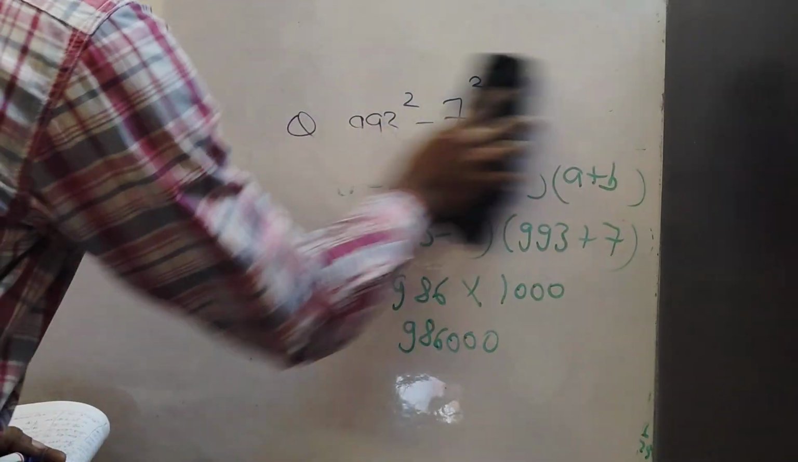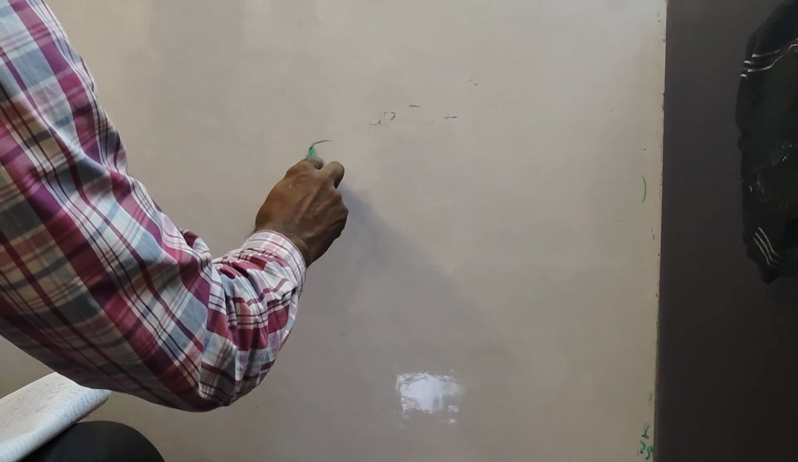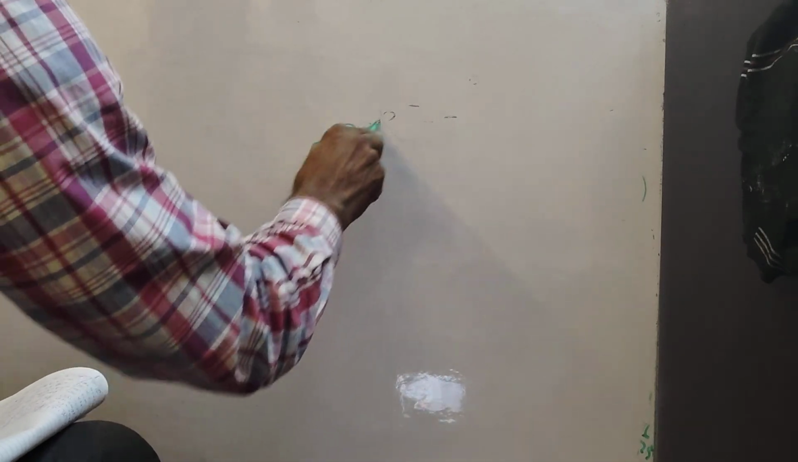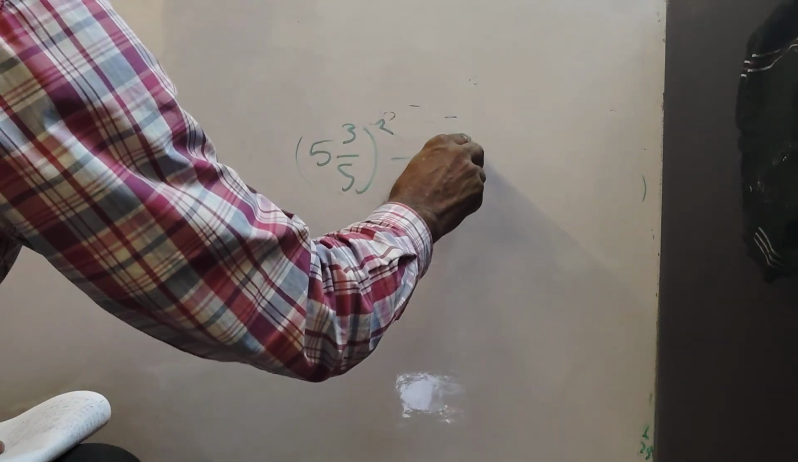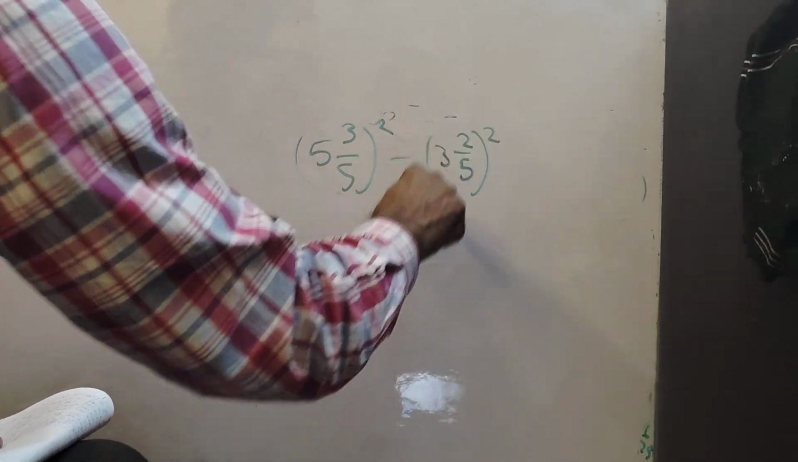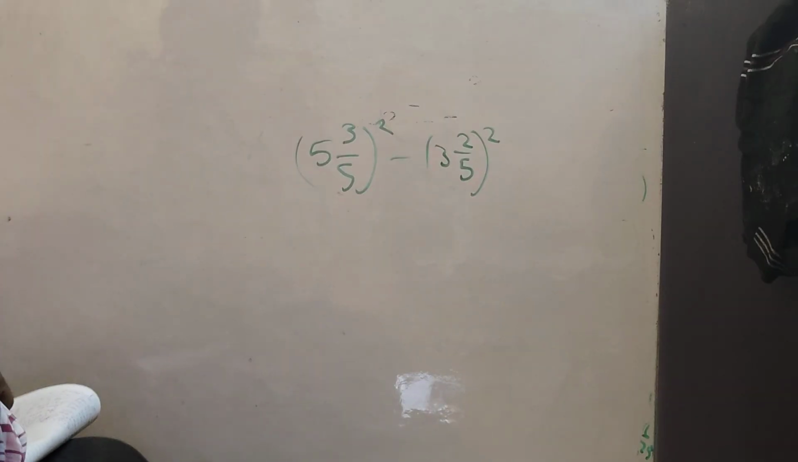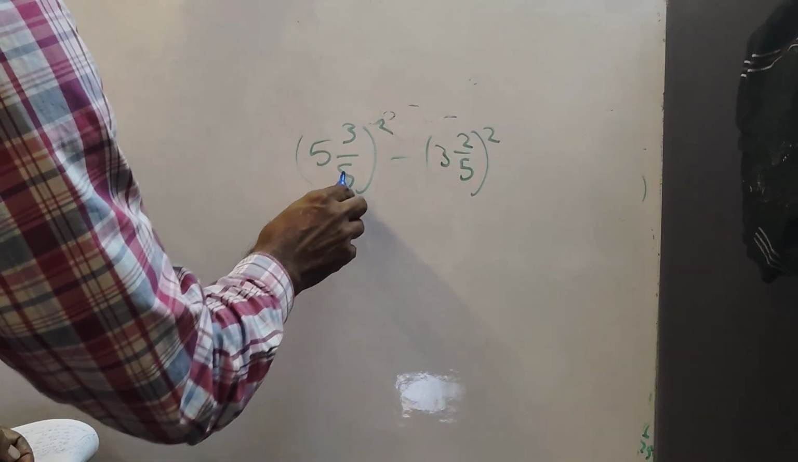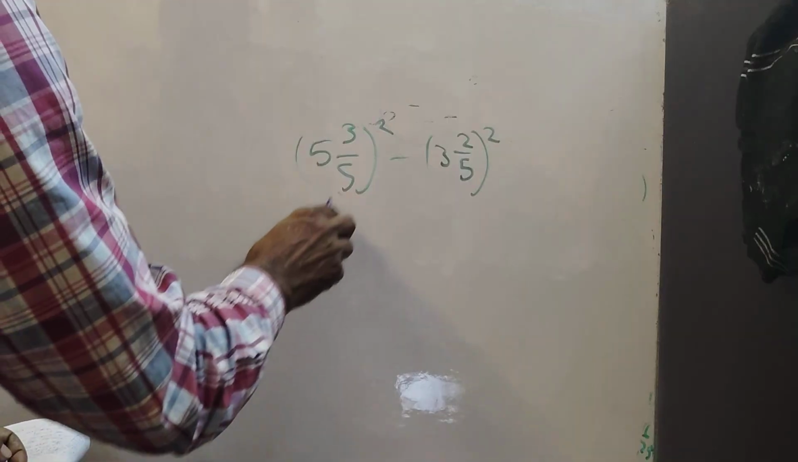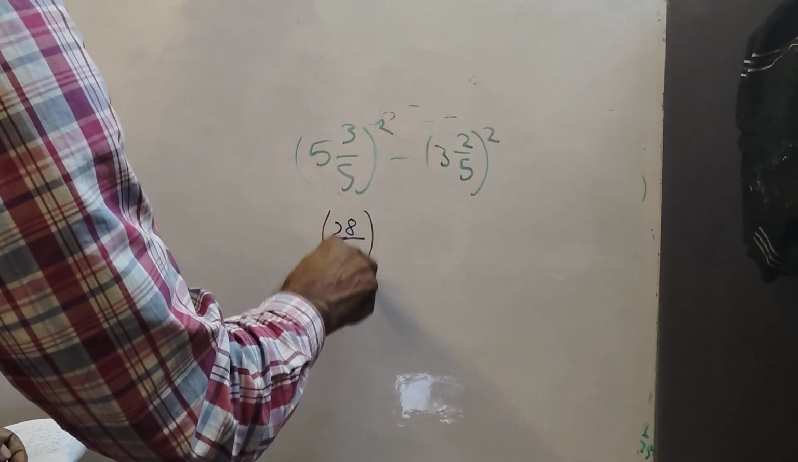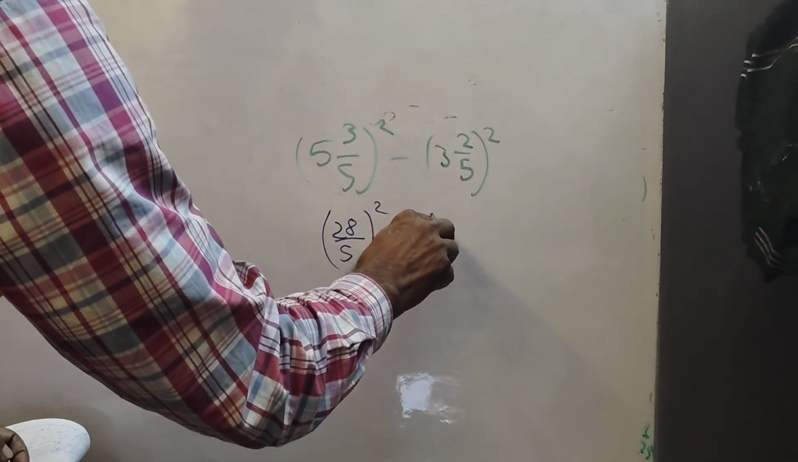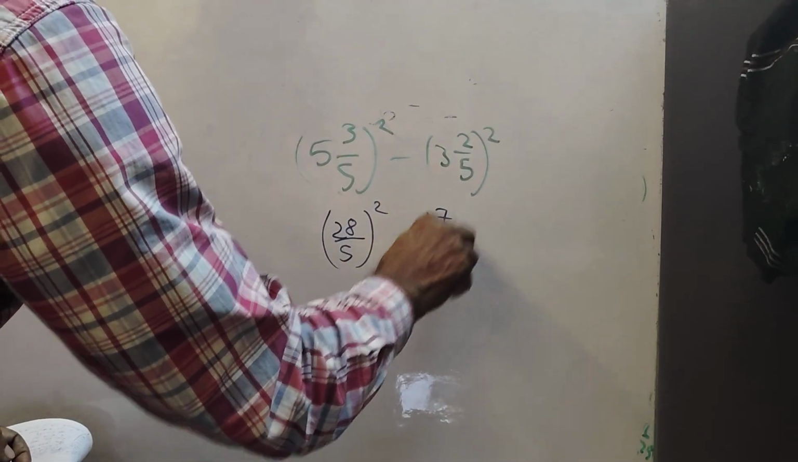Last question, 37: (5 and 3 over 5) whole squared minus (3 and 2 over 5) whole squared. So in this question we write the identity again. First we convert into improper fractions. So 5 fives are 25 plus 3 is 28 by 5, minus 3 fives are 15 plus 2 is 17 over 5.